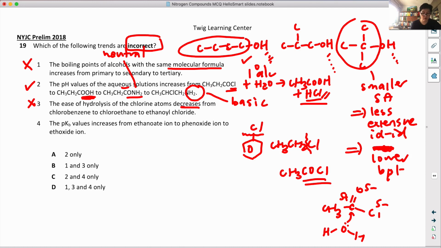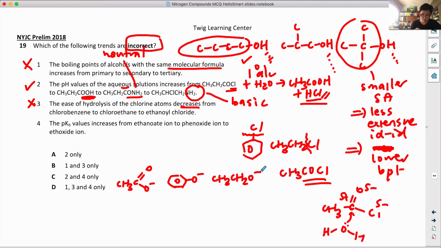Okay, now to option 4, the pKb values increases from ethanoate ion to phenoxide. So let me just draw it out first. Ethanoate ion is this, all right, to phenoxide ion to ethoxide ion. Okay, so now they are talking about bases, right? Bases.